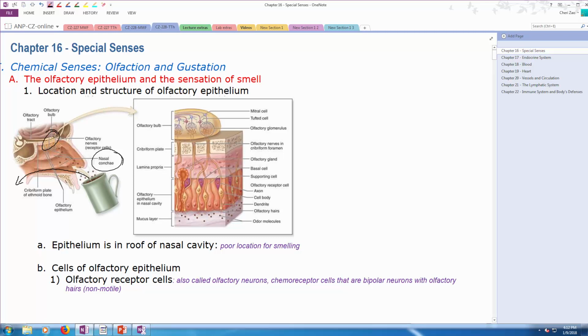In order to get the molecules, the chemicals, up to the olfactory epithelium, we need to do a process that will actually increase the vortexing. And we do this all the time whenever we are trying to smell something. What do we do? We sniff. And so sniffing is our method to increase the vortexing so that we can get these molecules up to that olfactory epithelium. So our notes say epithelium is in the roof of the nasal cavity, poor location for smelling, and sniffing improves the ability to smell.